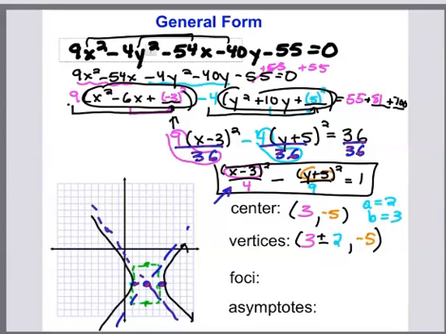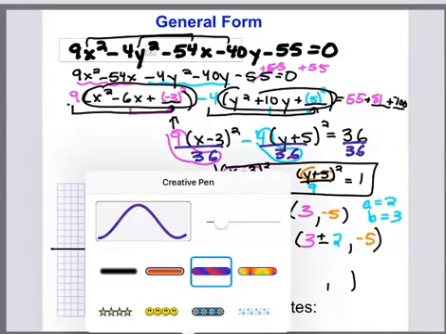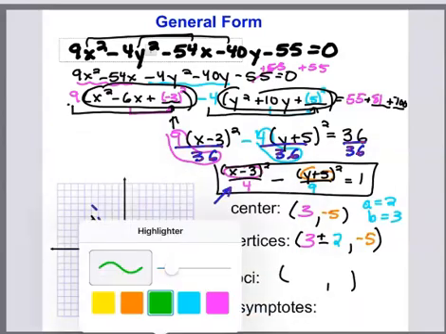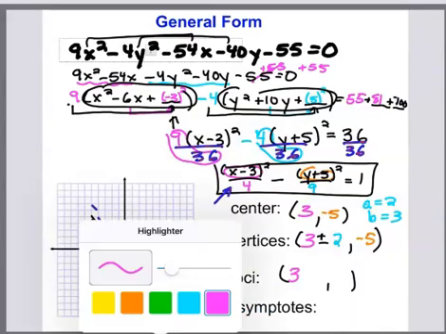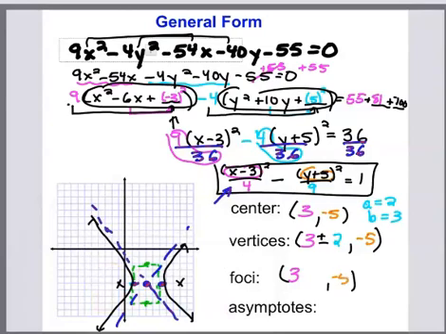And I know the foci have to be in here somewhere. So that means this. I spend a fair amount of time with these colors, don't I? I don't know if it's worth the time. Okay.